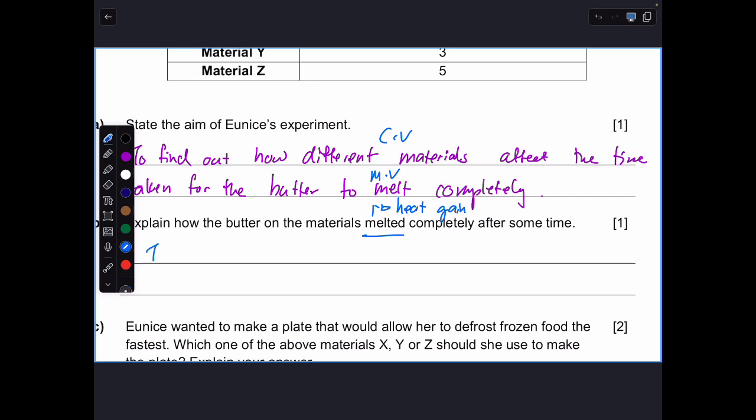So the butter gain heat from 2 places. Either gain heat from the surrounding or gain heat from the material and melted. Half mark for telling me that it's a heat gain process, half mark for telling me where did the heat come from.